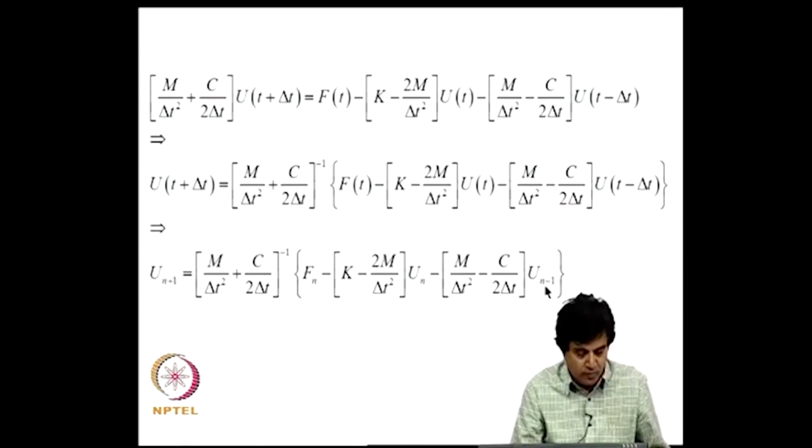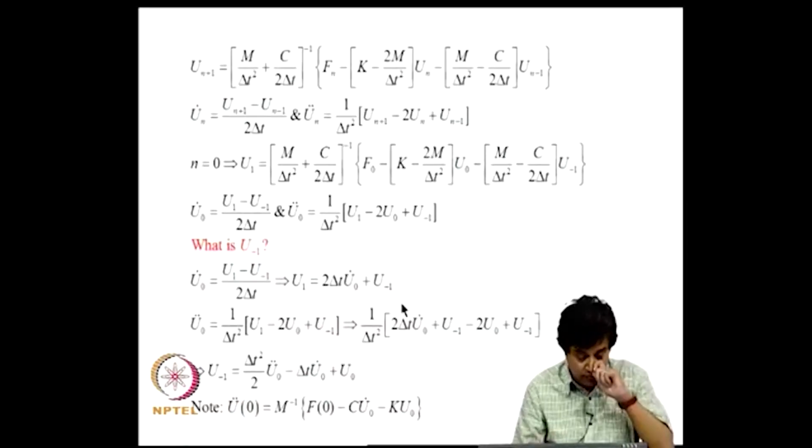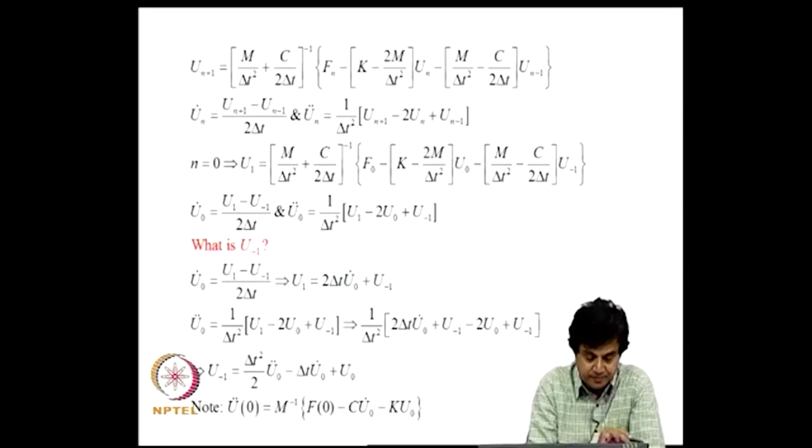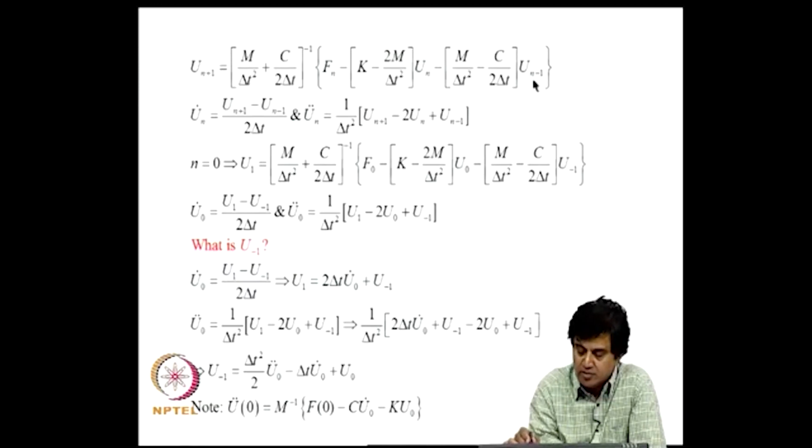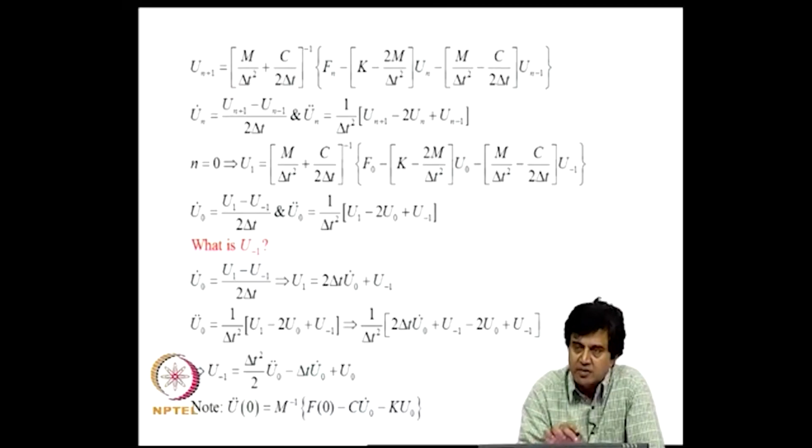So, to implement this scheme, what we should do? We will see that. Now, there is one point that we should notice. So, this is the expression for u n plus 1. Now, if n equal to 0, u1 will have, if you see carefully, u naught and u of minus 1. Now, what is u of minus 1? How do we get u of minus 1? u of minus 1 is a hypothetical quantity. So, this also means that this scheme is not a self starting scheme.